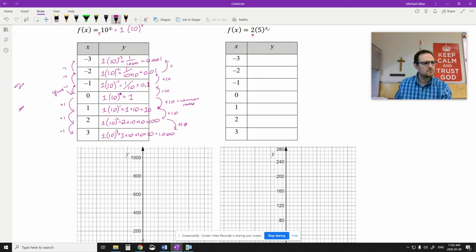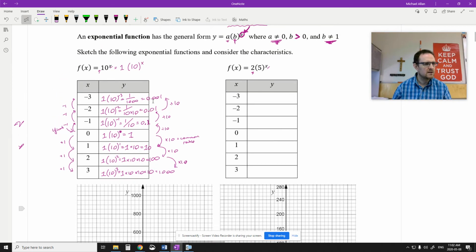So hopefully that pattern holds true for the next one as well. The 10 is just because of this number here. So this here is my common ratio.